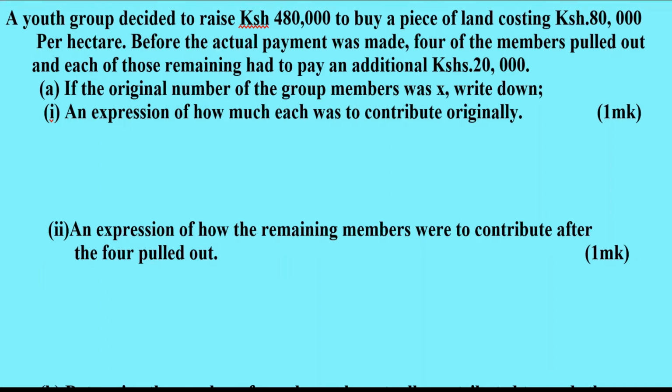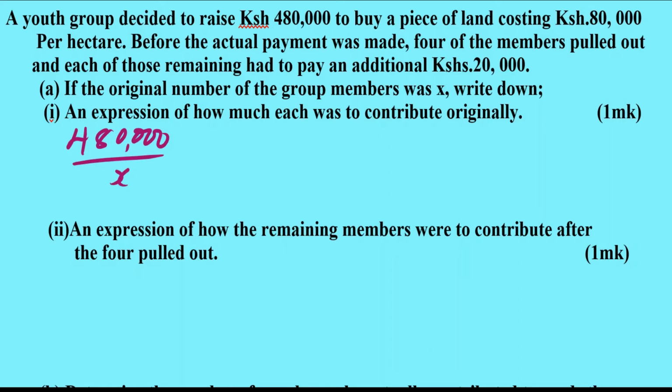Now the amount that was to be raised was 480,000 and the original members was X. So each member originally was to contribute this amount. The amount to be contributed was 480,000. Then the original number of members was X. So this is what each person was to contribute originally.